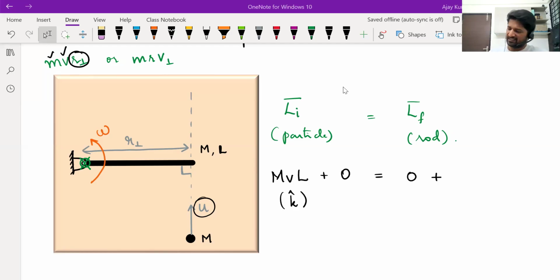It is ml square by 3 multiplied with omega. That's all. A single equation gives us the answer.